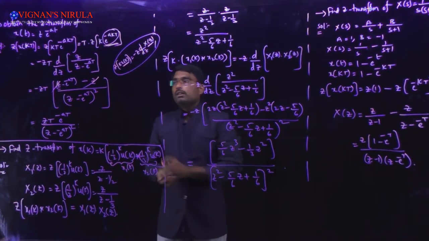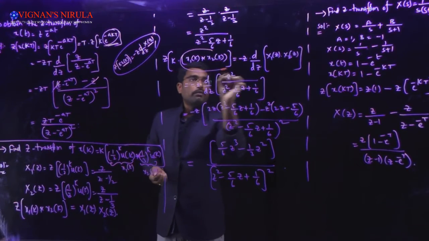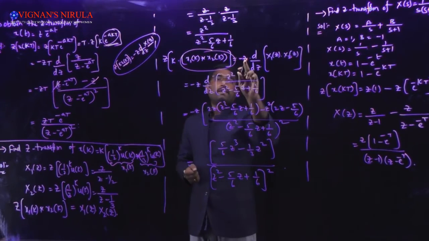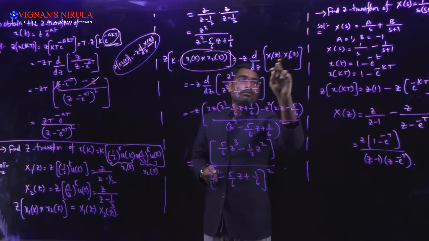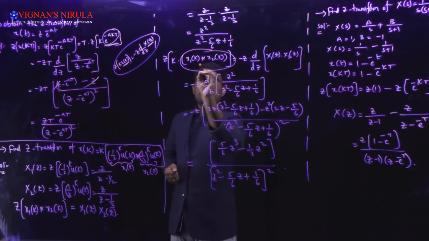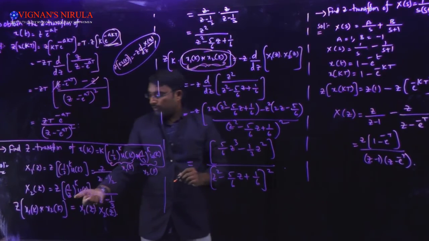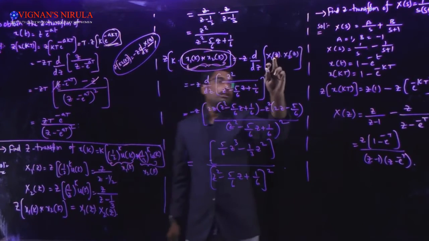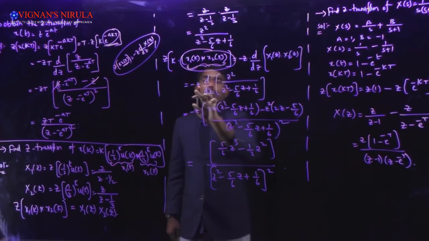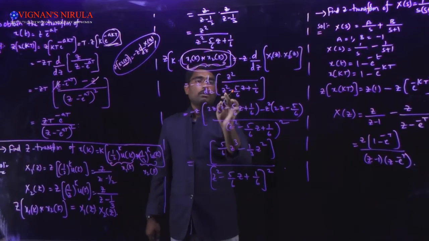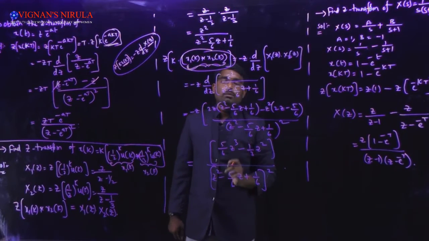We now have x1 of k convolution x2 of k in the place of x of k. So for that, minus z into d by dz of x of z. Here x of z means the Z transform of this total thing, which is simply x1 of z into x2 of z. So minus z into d by dz of x1 of z into x2 of z, where the product is z square minus 5 by 6 z plus 1 by 6.